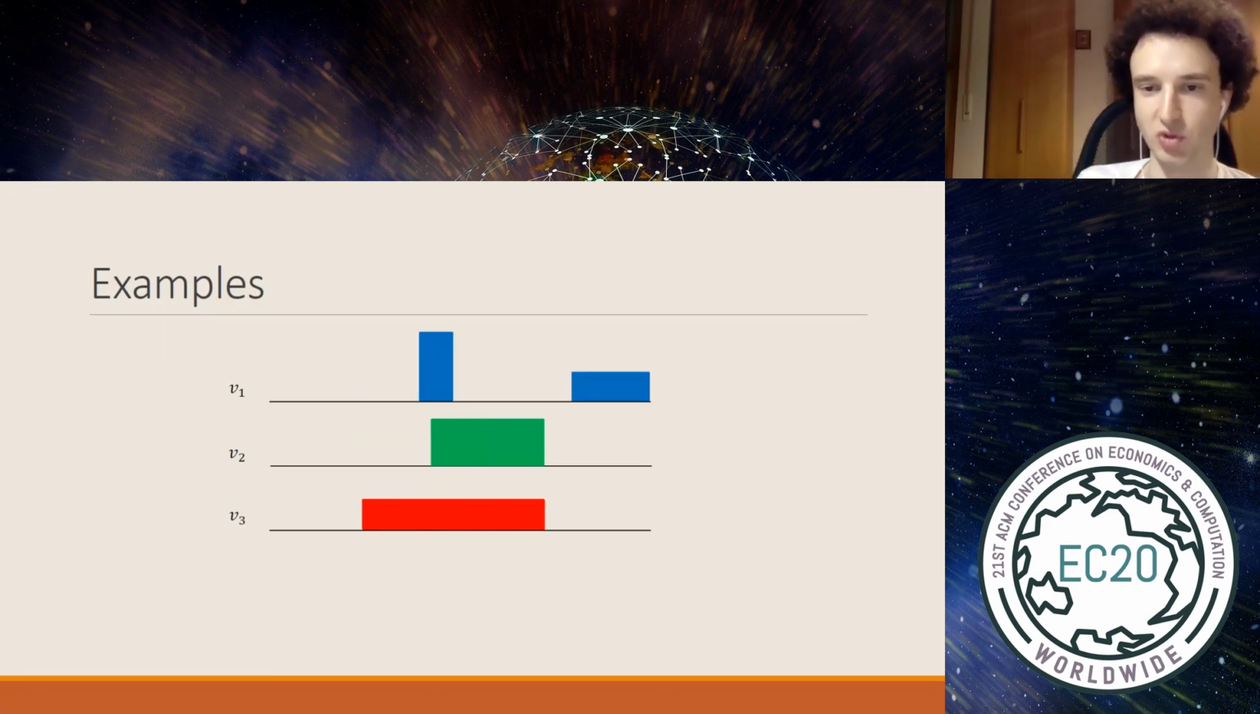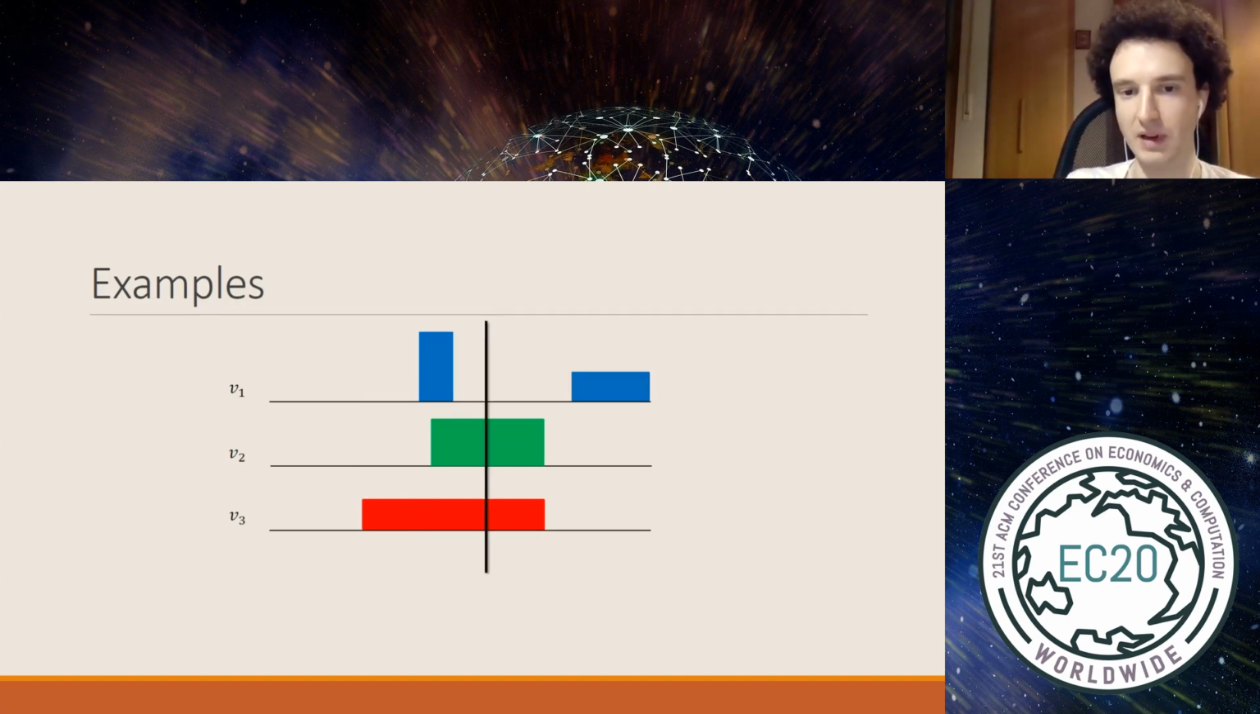Let's look at a slightly more complicated example. Let's say I put a cut over here. So now clearly the green agent would be happy with that. There's half of his block on one side, half of his block on the other side. The blue agent is also going to be happy with this because there's half his value on one side and half his value on the other side. But the red agent will complain because there's more value on the left than on the right.